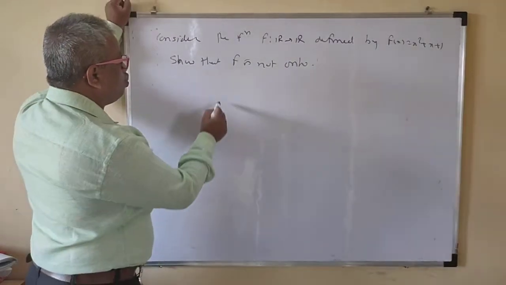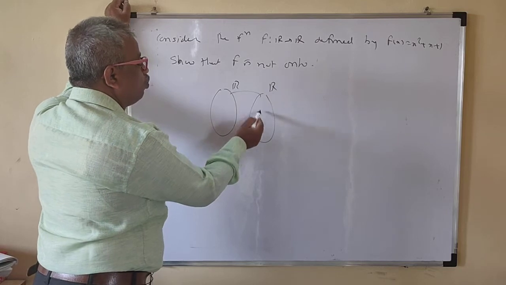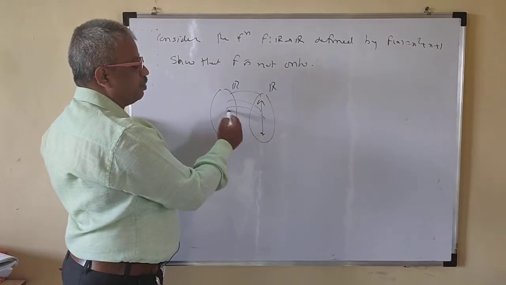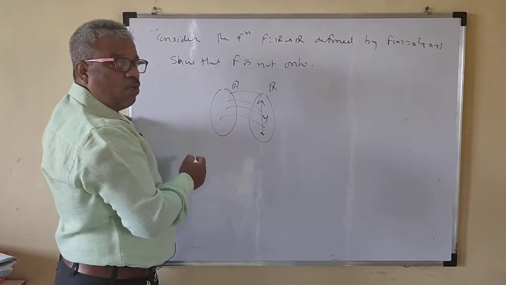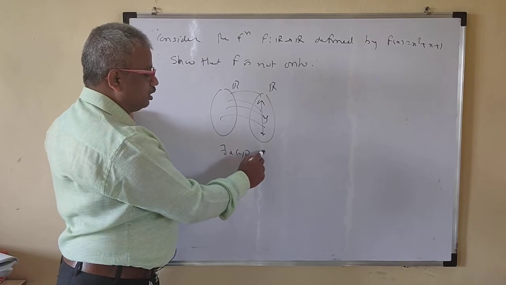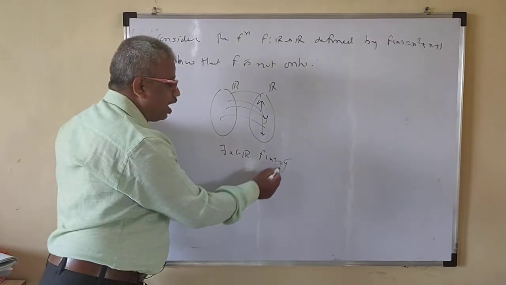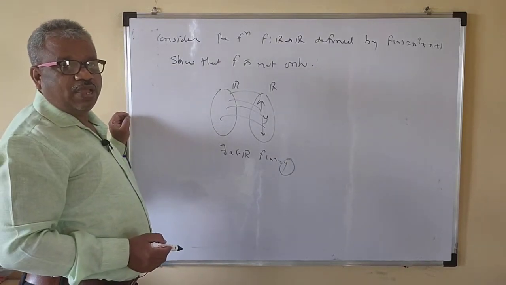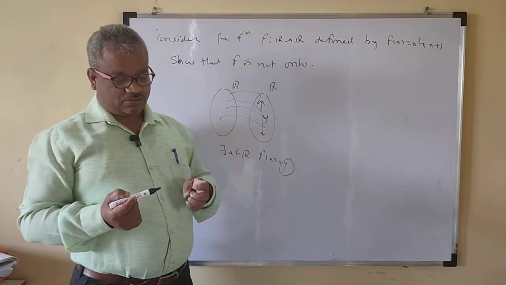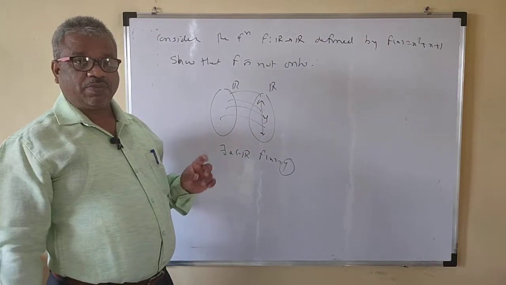What do we mean by onto? Onto means what? Here R, here also R. Onto means every element here has a pre-image. That means if you take any y in the real numbers, there should exist x belonging to R such that f of x is equal to y. If this is true for every y, that means every element has an image. That means your range set is the same as the codomain, then the function will be onto.